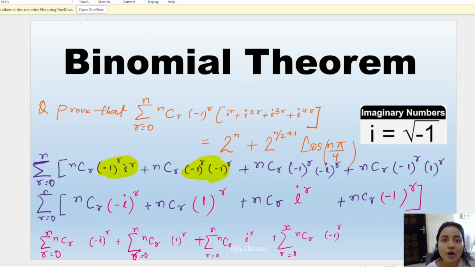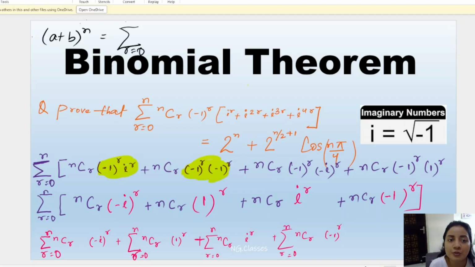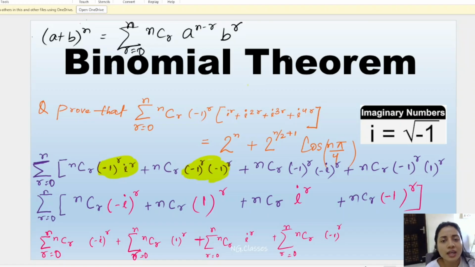Now as we know the formula for binomial expansion, that means if we have (a + b)^n, this can be written as the summation of r = 0 to n nCr a^(n-r) b^r. Right? We can also write it in this form, and we can expand it as well. Our format somehow looks like the formula, but our a is missing. So let's take a as 1 in each and every part.